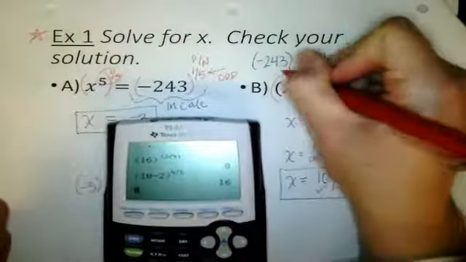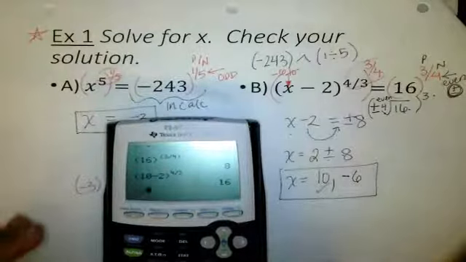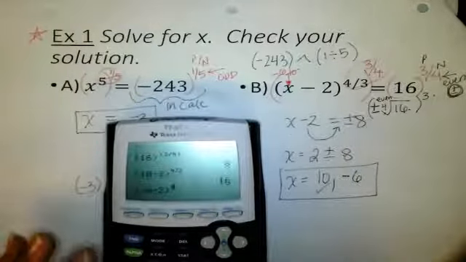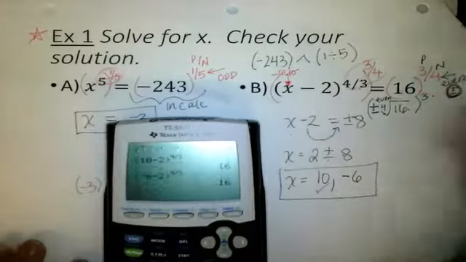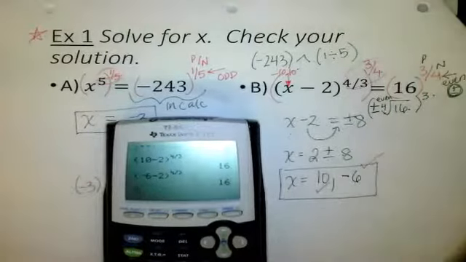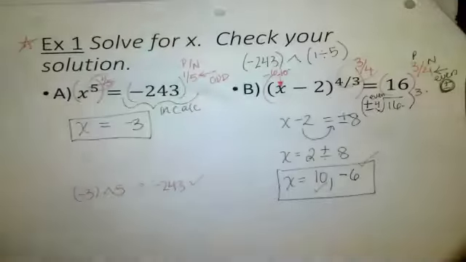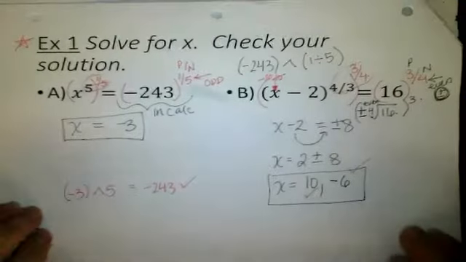So now I'm going to plug in -6. -6 minus 2 to the 4/3. And again, it also equals 16. So that one worked as well. Okay? Plug those back in. Questions on these two?